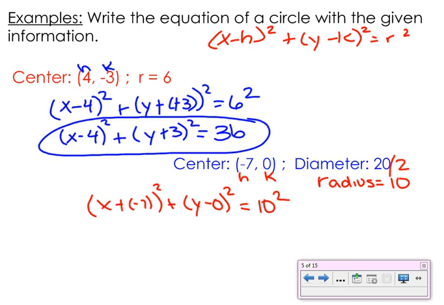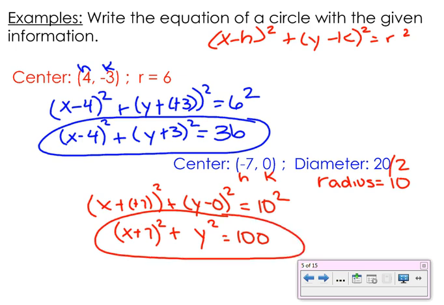So two minuses become addition. So x plus 7 squared plus y minus 0 would just give us a value of 0, or of y, excuse me. So y squared equals 100, because 10 squared is 100. That would be our final equation. Again, that final equation would read x plus 7 squared plus y squared equals 100.